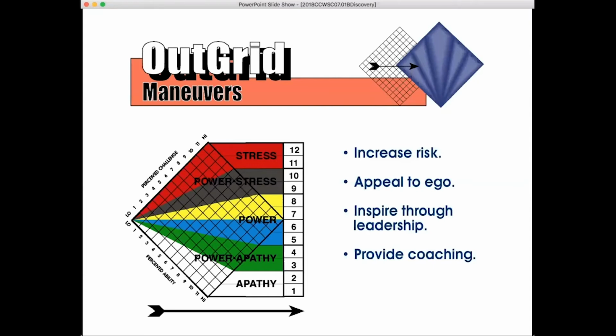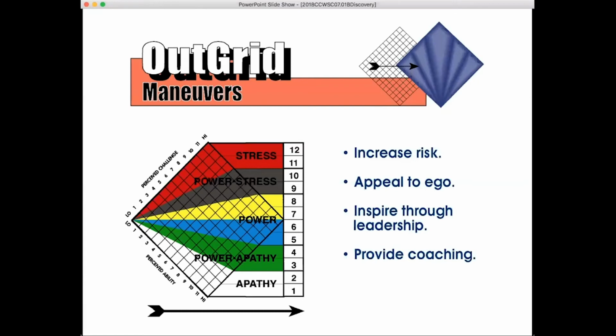So moving someone down and out is a very common combination of maneuvers that I'm sure all of us as coaches and human development professionals would do. Also, a lot of times we're working with people who are very far down grid, and now we're helping them to find mission and vision and purpose, and so we're moving them up and out. So there's almost always that element of outgrid maneuver.